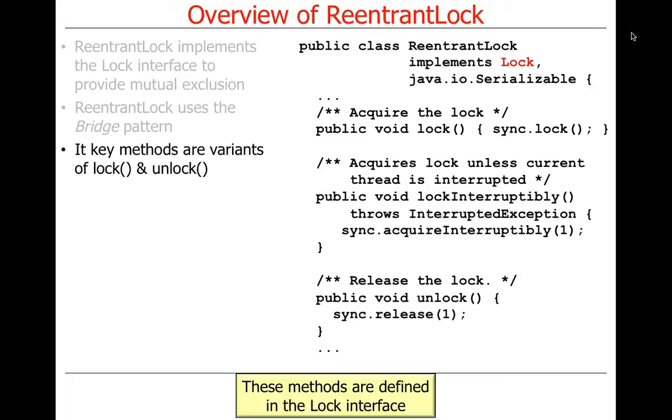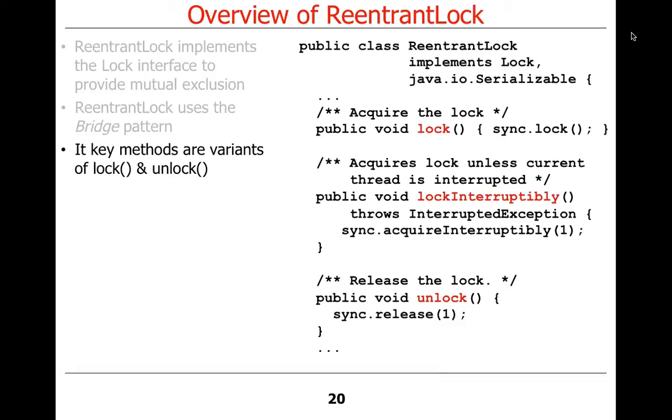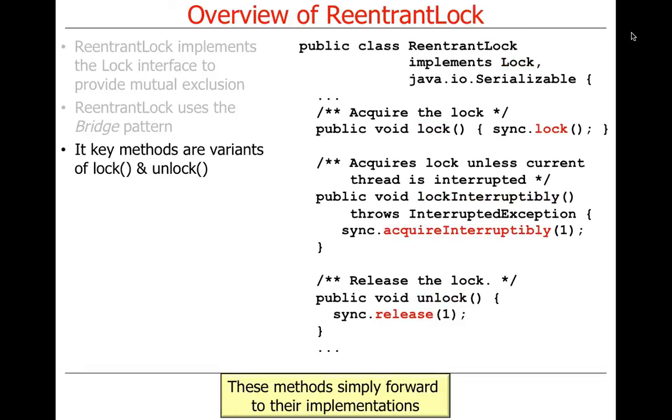So this maybe goes back to the question from before. We're combining multiple interfaces together, which we could make another interface from that if we wanted to, by the way. And the methods simply forward to their implementations because they use the bridge pattern, right? So here we have lock, lockInterruptibly, unlock, and so on, and then those things just forward on down to the implementation using the bridge pattern.